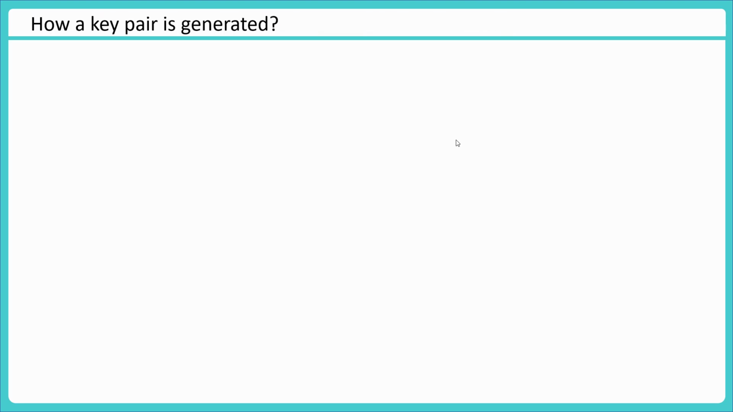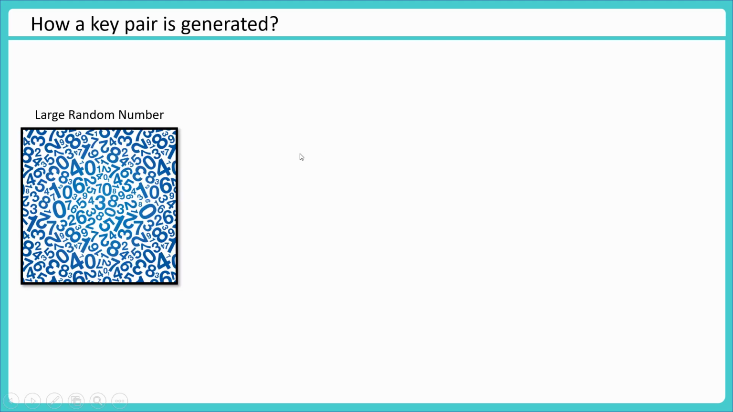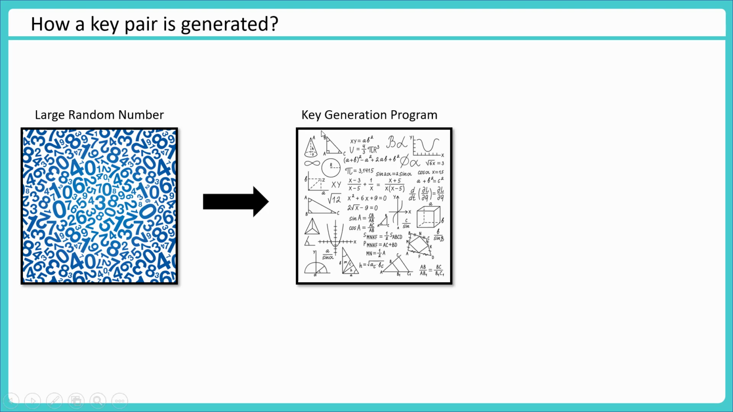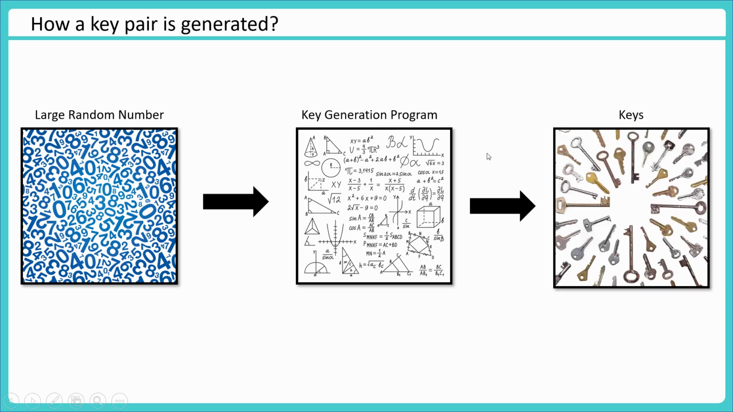So let's talk about that. When you have to generate a key pair, you would need a service which would help you in generating a key pair. I'm talking about asymmetric encryption here. To that service, you will provide large random numbers, which are generated, as the name says, randomly. So we will generate a random number, and we would have a key generation program that would then generate the keys for us. So this is how my key generation would be accomplished.